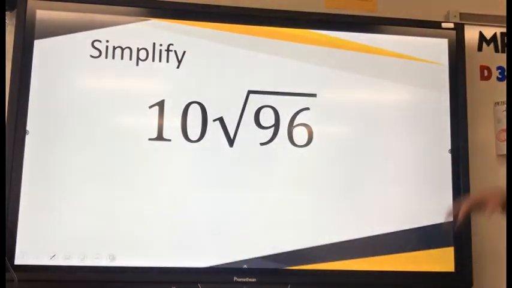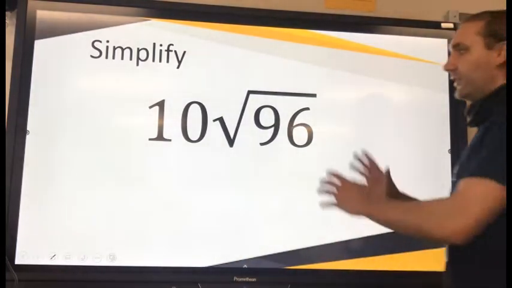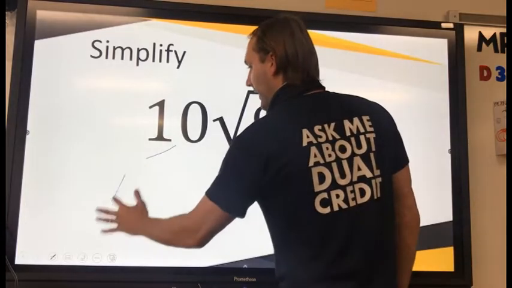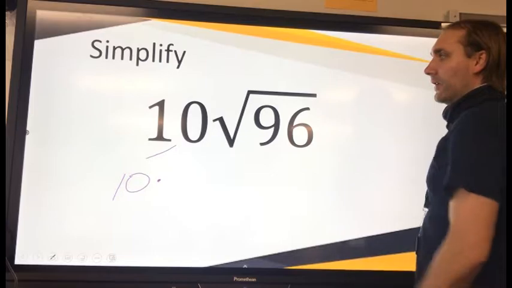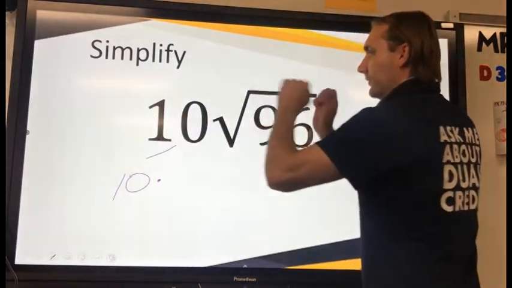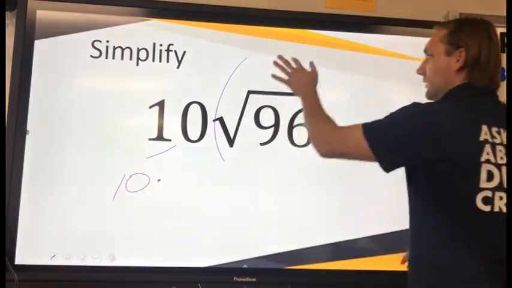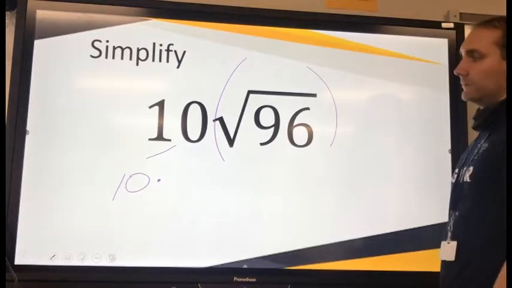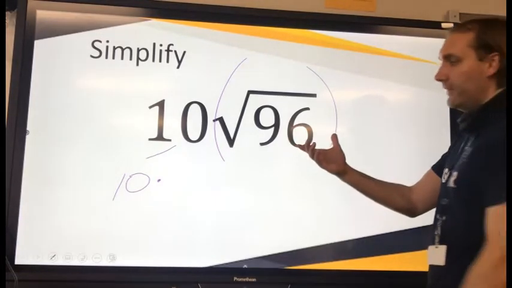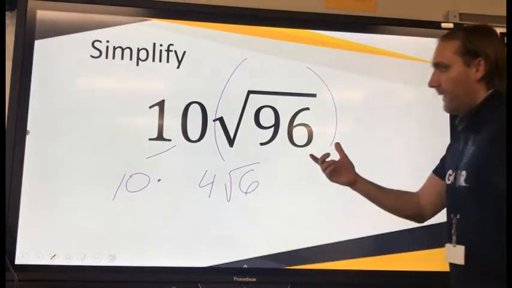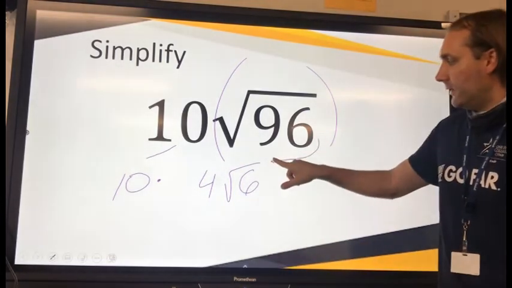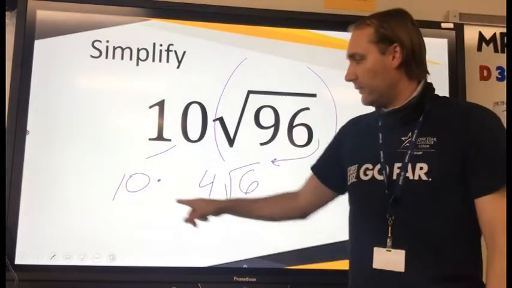Now, if you see a number on the outside, just ignore it for now. So I'm going to move this 10 out here, and I know it's being multiplied to my radical. So don't get thrown off when you see that number there. Just put it aside, look at your radical, and simplify it. Well, we've already simplified this, right? To 4 square root of 6. And once you've simplified it, now bring that number back and multiply it.